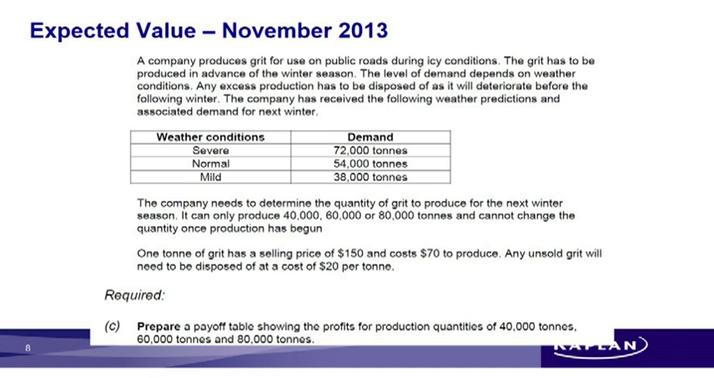The company needs to determine the quantity of grit to produce for the next winter season. It can only produce 40,000 or 60,000 or 80,000 tons of grit, and cannot change the quantity once production has begun. One ton of grit has a selling price of $150, and the cost associated with that is $70. Any unsold grit will need to be disposed of at a cost of $20 per ton. Therefore, what we are asking you to do is to put together the payoff table. Let's see how we're going to do that.